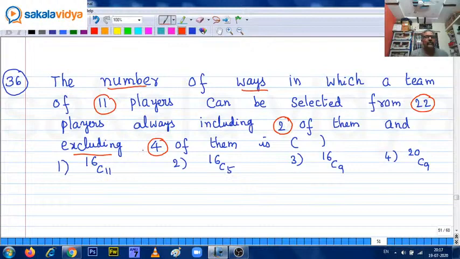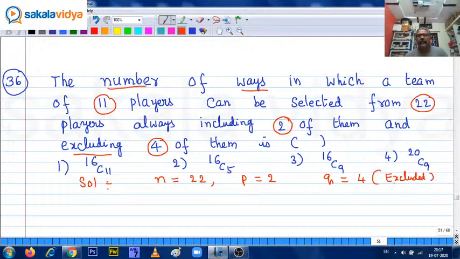So here, solution: let us say total n is equal to 22. How many persons are included? Let us say p equals 2 persons are included in the team. How many persons are excluded? Say q. That will be 4 persons excluded. So they should be kept aside. They are not allowed for the selection. Now we need to select. The included ones we need to subtract, and the excluded also we need to subtract.